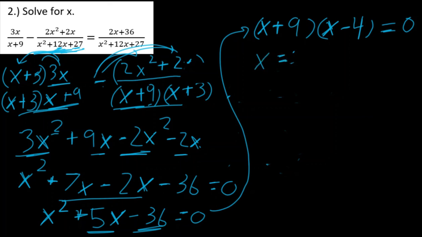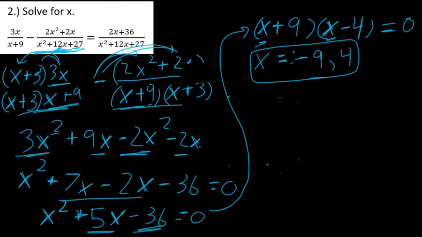Now here, all we have to do to find our solution is to say, what value of x would make positive 9 equal to 0? And the opposite of positive 9 is negative 9. Here, what value of x would make negative 4 equal to 0? And of course that would be positive 4. And so initially, it looks like our solutions might be negative 9 and positive 4.